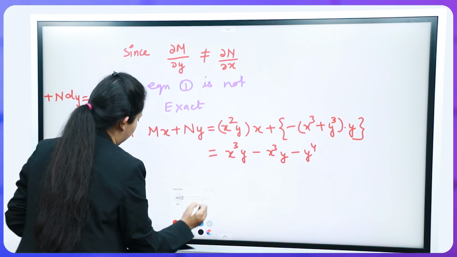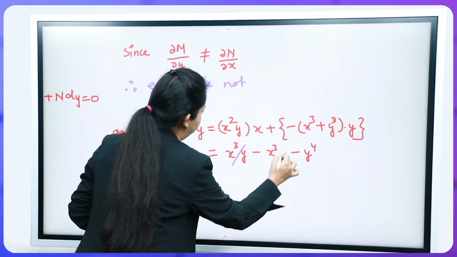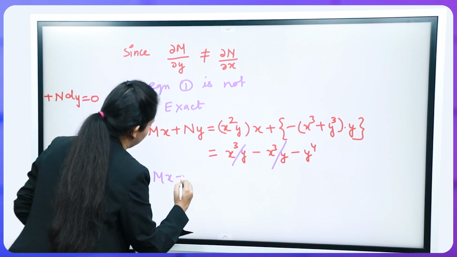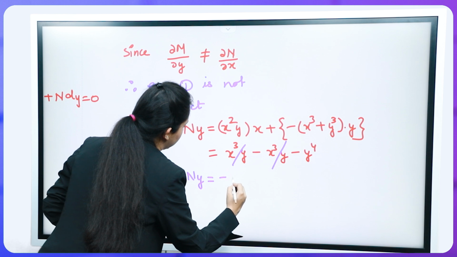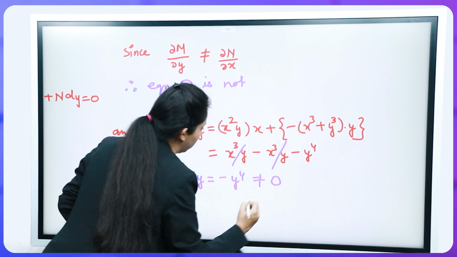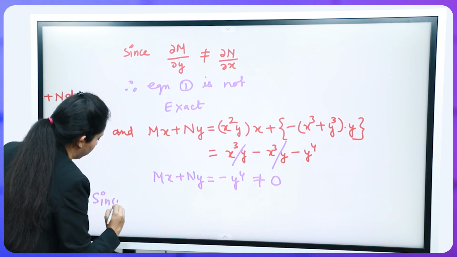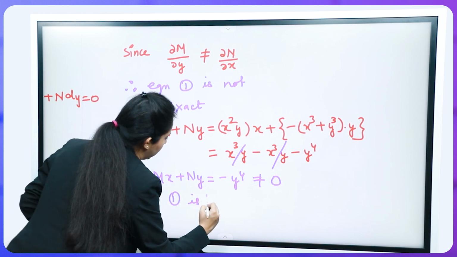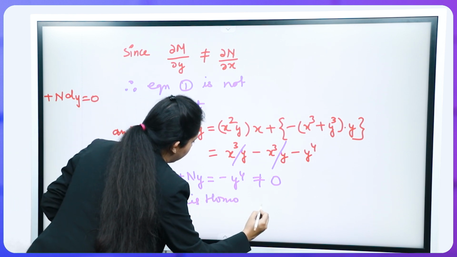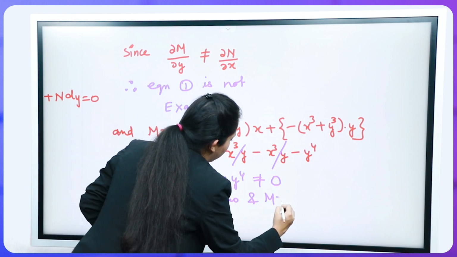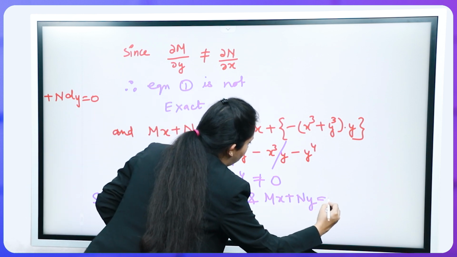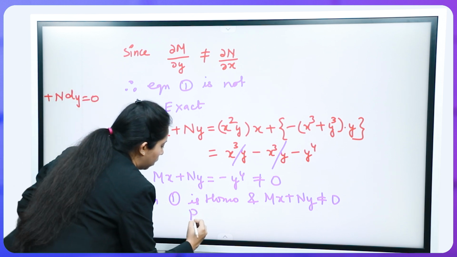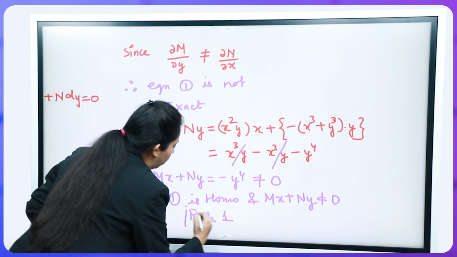So we can cancel the like terms. Here we have x³y with opposite signs. So the final value of Mx plus Ny is minus y⁴, which is not equal to 0. So since equation 1 is homogeneous, and the value of Mx plus Ny is not equal to 0, this is the favorable condition to apply rule number 1. So now here we will apply rule 1.